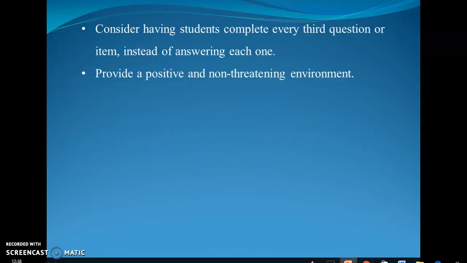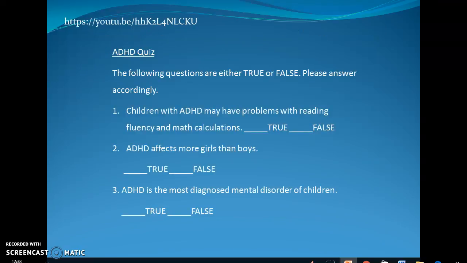Very helpful. Consider having students complete every third question or item instead of answering each one. Provide a positive and non-threatening environment. Very important also.